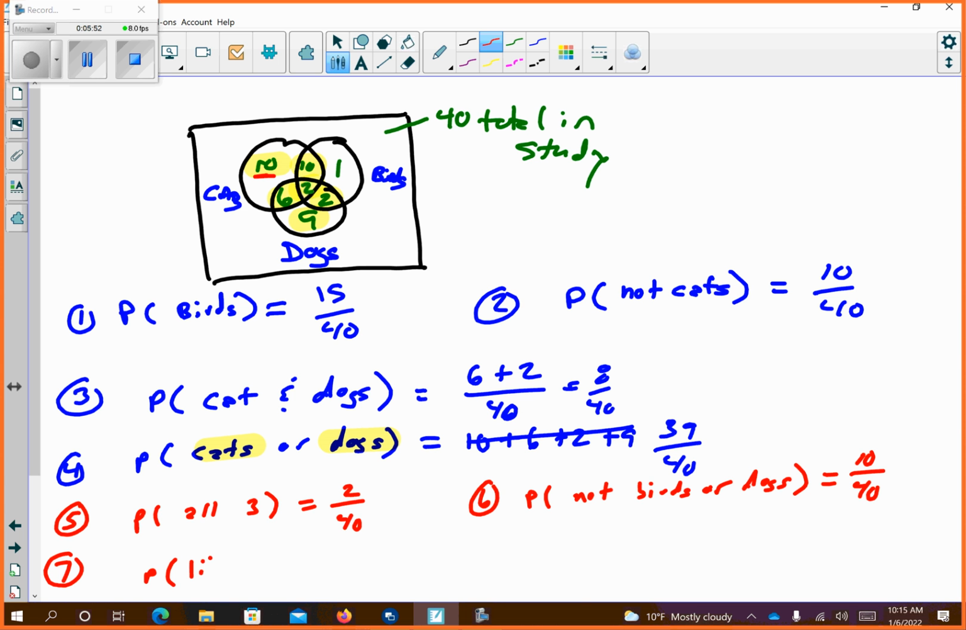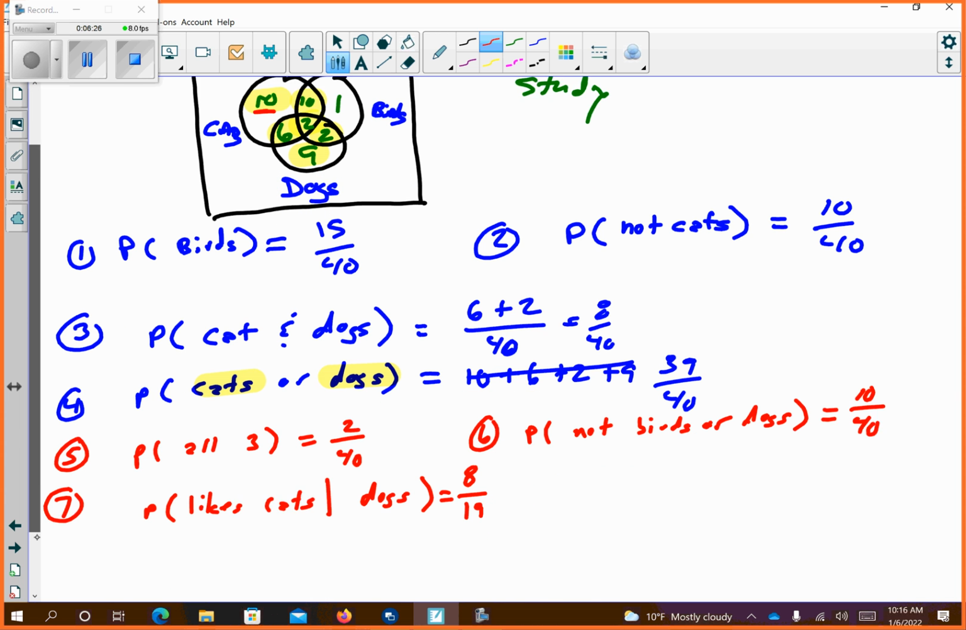So, the probability that they like cats such that they like dogs. Okay, how many people like dogs? Well, you have to add the 9, the 6, the 2, and the 2 together. So that's 15, that's 19. That's my denominator, it's 19. And then they like cats such that they like dogs, so you have to have the overlap. So you have the 6 and the 2. So there's 8 out of 19 in that case.